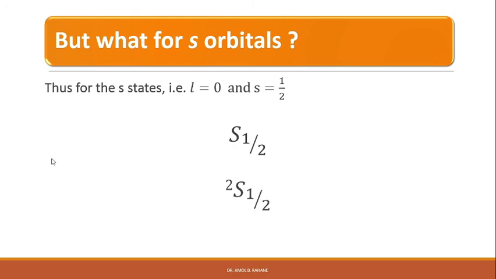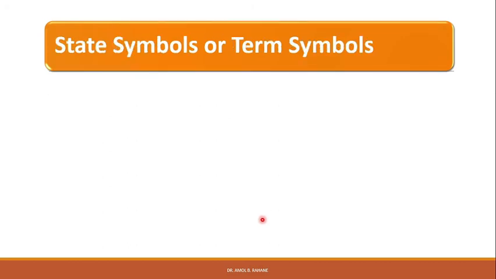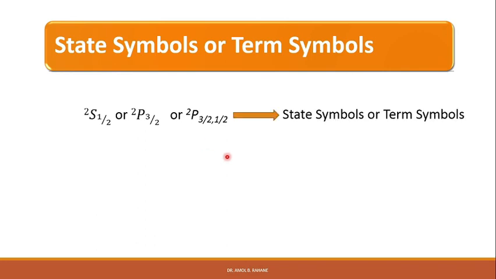This is however written as the doublet state, that is 2S 1/2. It is because when we study the fine structure of the hydrogen atom, it is useful to write this state as a doublet state. So let us study what is meant by state symbol or term symbol. We have seen notations like 2S 1/2, 2P 1/2 or 2P 3/2, 1/2. They are called state symbols or term symbols.